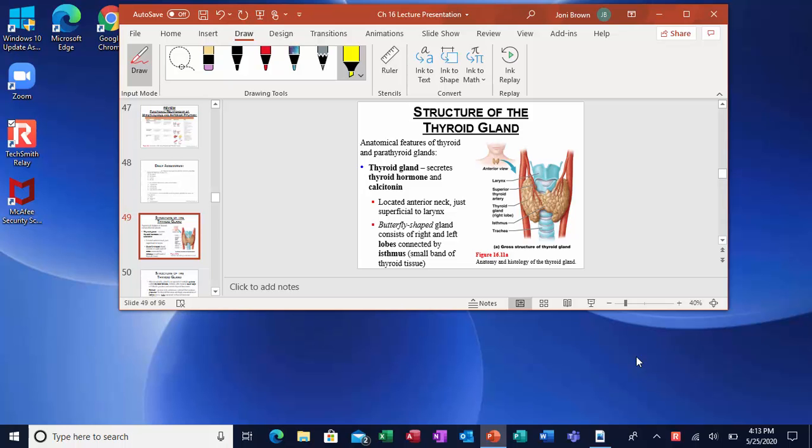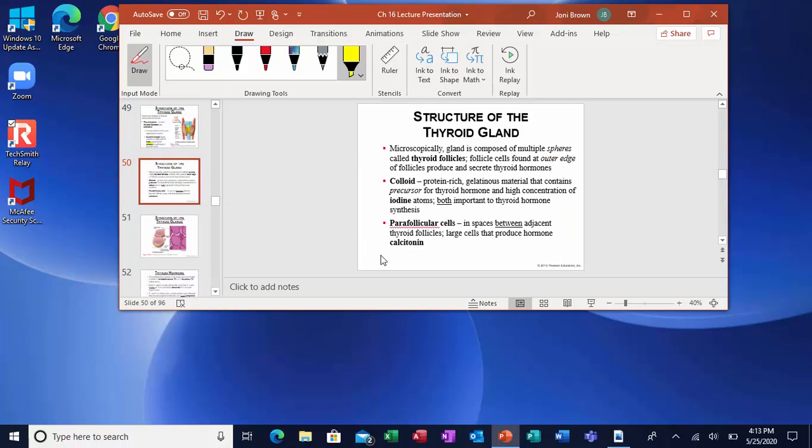It's a butterfly-shaped gland, and it's got two lobes, and they're connected by this little band here of connective tissue or thyroid tissue that's called the isthmus. It's a hard word to say. Microscopically, it's got the little follicles, and that's what is going to produce and secrete the thyroid hormones.